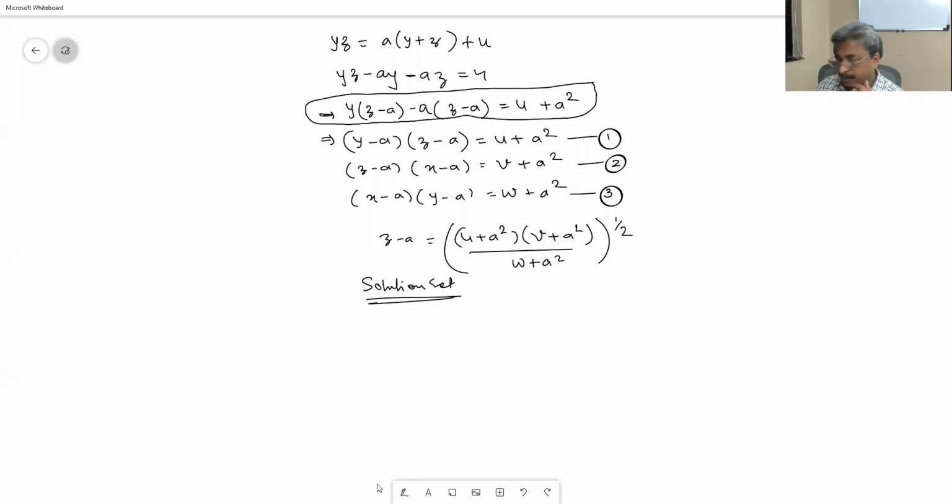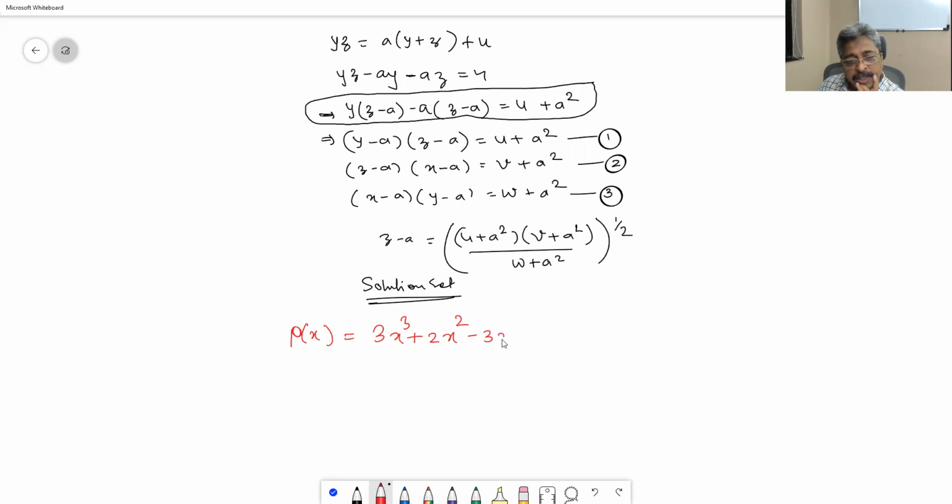Okay, next. Suppose I give you p of x is equal to 3x cube plus 2x square minus 3x plus 1. It's a cubic and hopefully it will not have a good root. If it is having a good root, I will change some constant so that it does not have a good root.